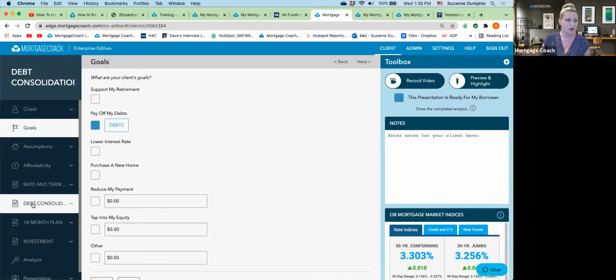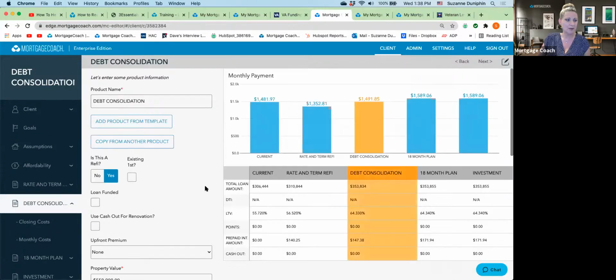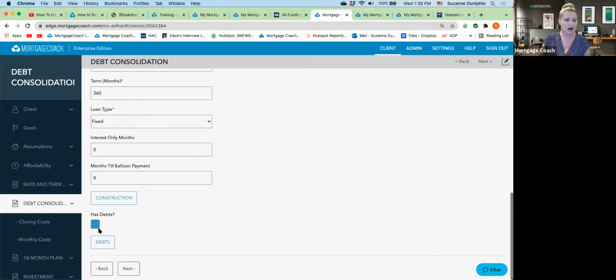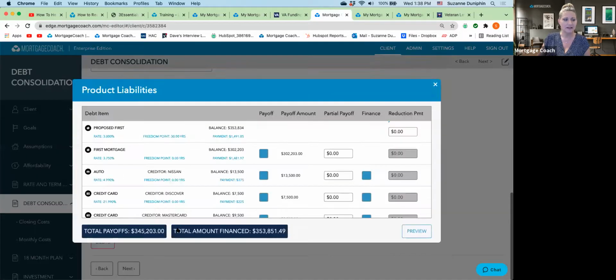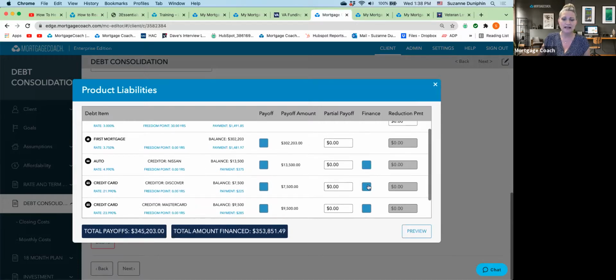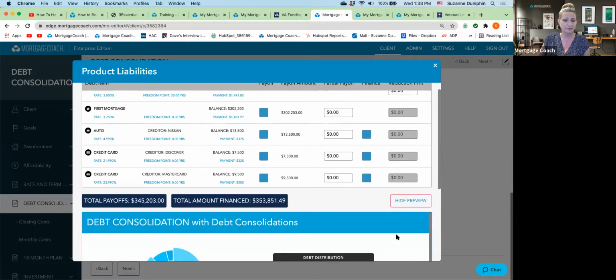Then on the debt consolidation product option, that product details screen at the bottom, you're going to mark has debts, click the debts button. And this is where you'll see the debt items, but this is also where you're going to actually mark them for payoff. Okay, they might not want to pay them all off. They might be getting into an LTV that's a little bit too high. You can do a partial payoff. And this is where you check to mark them financed into the loan amount. Okay, this is also where you can preview what the borrower is going to see in the presentation.